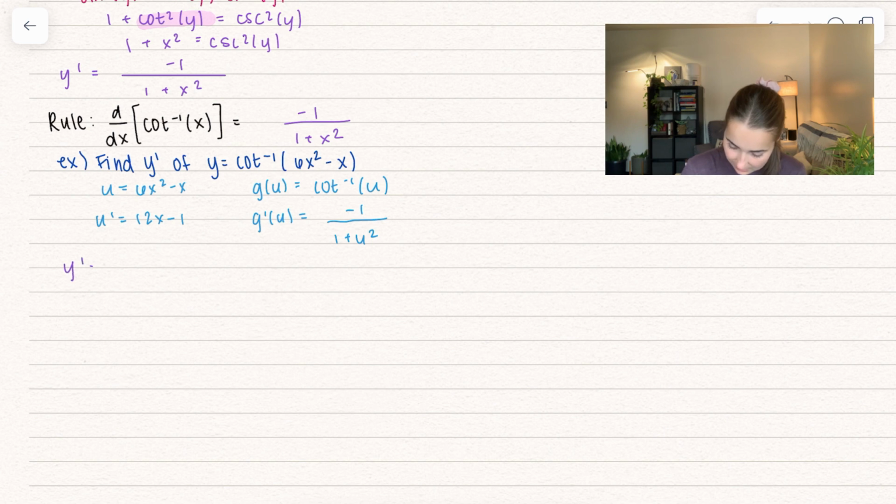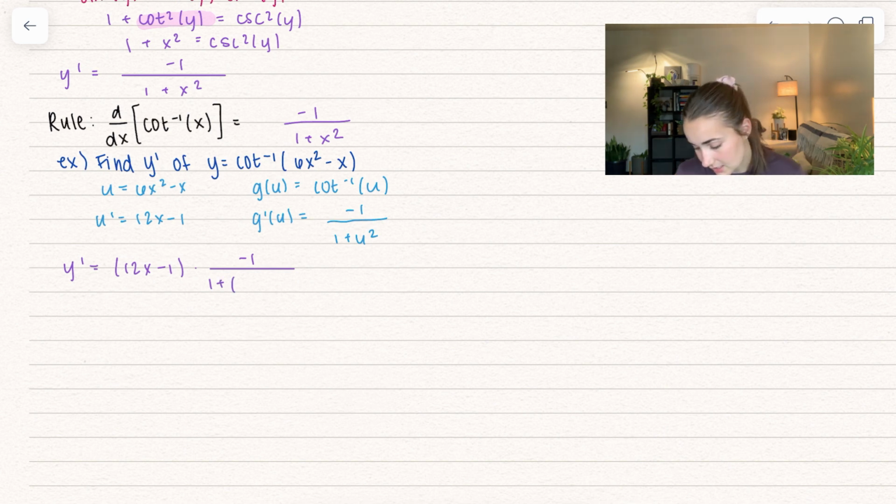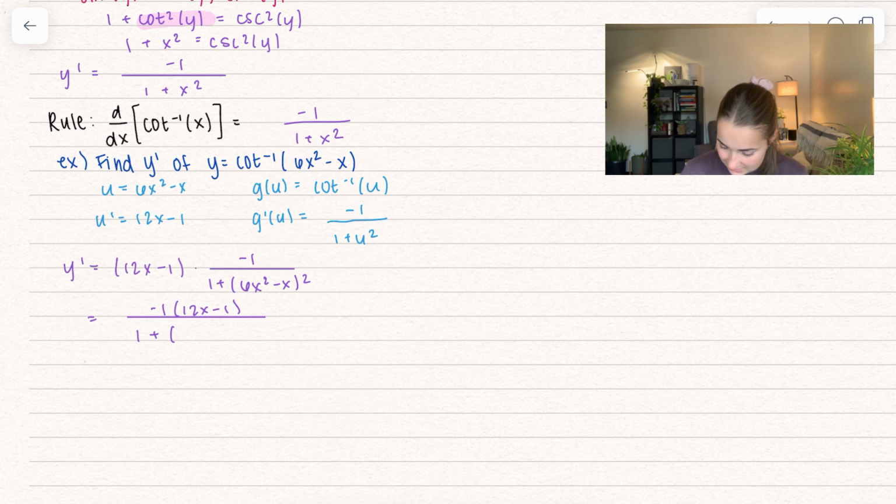Let's go ahead and use these to find the derivative. So we get y prime is equal to, and now I multiply 12x minus 1 times -1, and all of this is going to be over 1 plus, and I have to plug u back in. So I get 6x squared minus x quantity squared. If you wanted to rewrite that, we could. We have -1 times 12x minus 1 in the numerator, and then all of this is divided by 1 plus 6x squared minus x quantity squared. How far you need to go depends on your teacher. I'm just going to go ahead and stop right there.